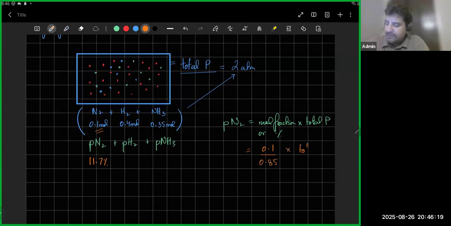times the total pressure. We'll talk about this tomorrow. We're out of time, so we'll just cover Kp quickly, do some questions, and then tomorrow we'll start with A levels equilibria.